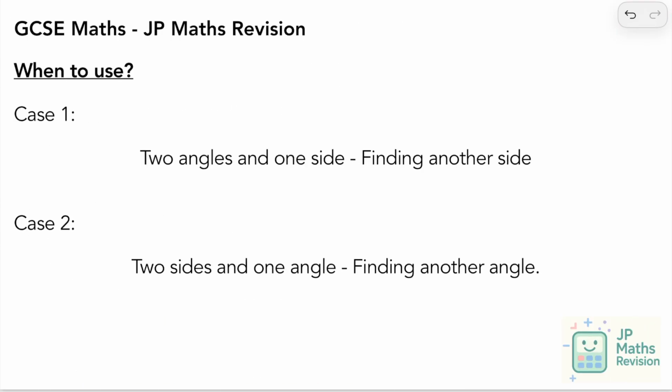So when do we use the sine rule? Suppose we have two angles and one side and we want to find another side, we can use the sine rule. Or alternatively, if we have two sides and one angle and we want to find another angle, we could also use the sine rule.